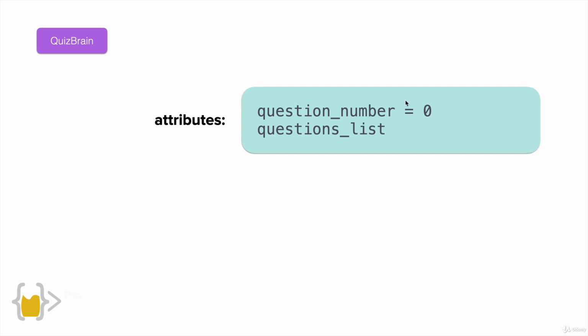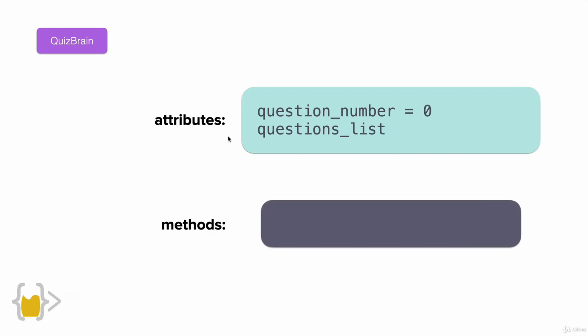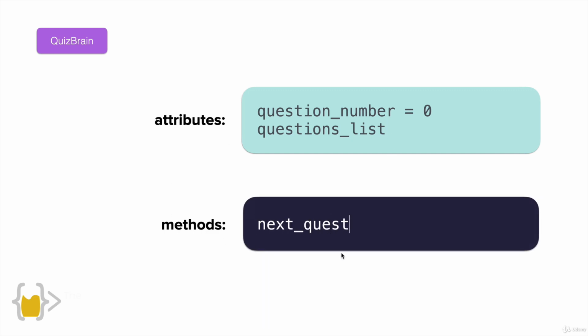We're going to use that number to go through the list of questions, which will be passed over to this QuizBrain object when it gets initialized. And then you're going to have a method which is called nextQuestion, which will pull up the question from that list depending on which current question number we're on.